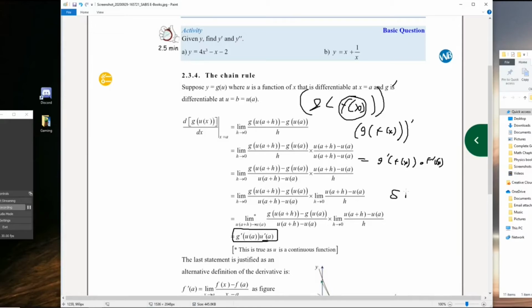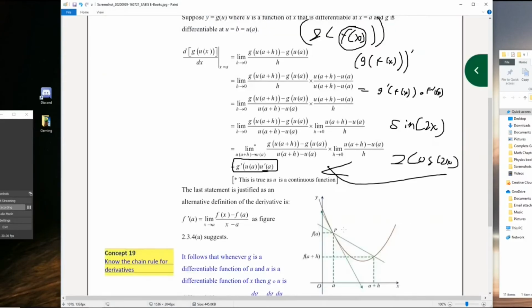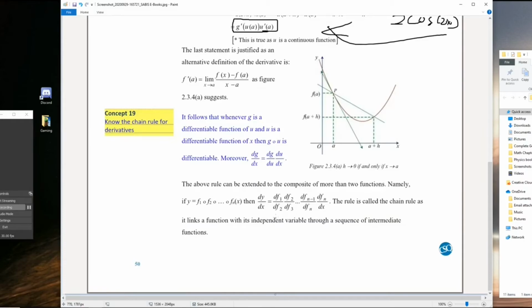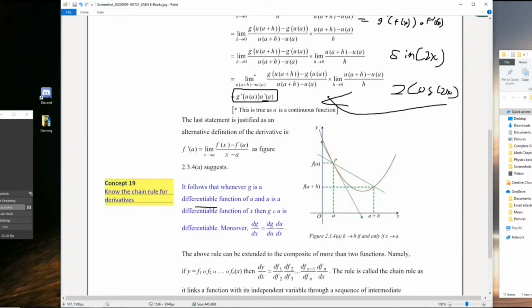What does that mean? That's the same thing when you do, for example, sine 2x. What do you do here? Well, you take out the 2x and you derive it, so you get 2. And what's the derivative of sine x? Cosine. And that's pretty much what you do, right? Chain rule, nothing less, nothing more. This seems to be what they're talking about. It follows that whenever g is differentiable at, and so on.